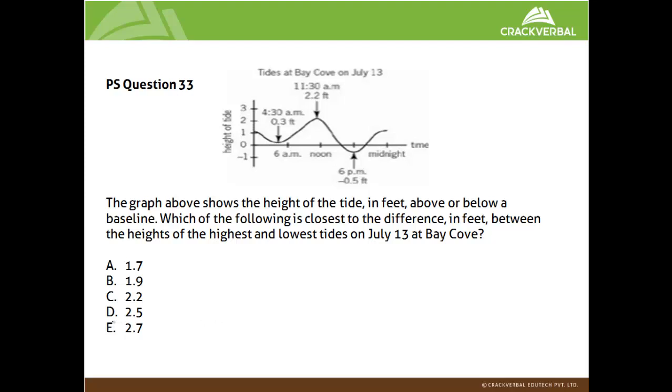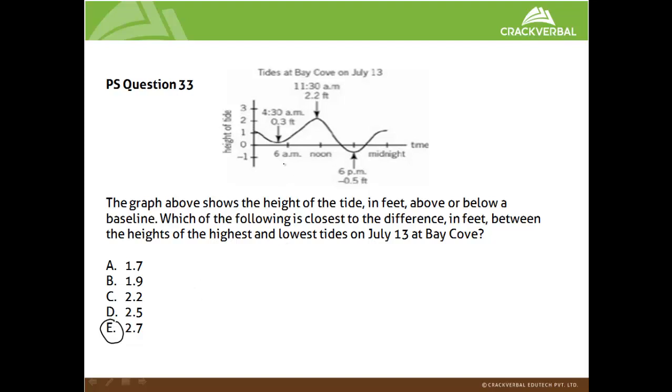Here some students may make careless errors. When they say difference, they might simply subtract 0.5 from 2.2 and forget that it is negative 0.5, so they end up choosing 1.7. This might happen with a few students, so just be careful here. This is negative 0.5, so when you are finding the difference, that negative becomes positive. So 2.2 plus 0.5 will be 2.7.